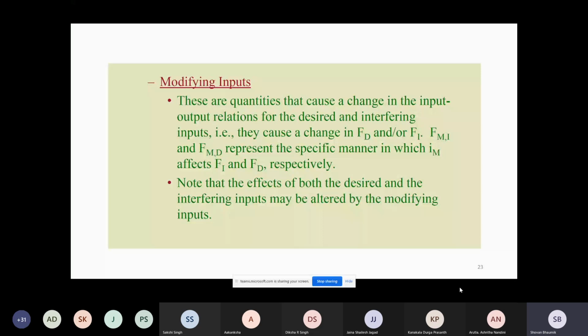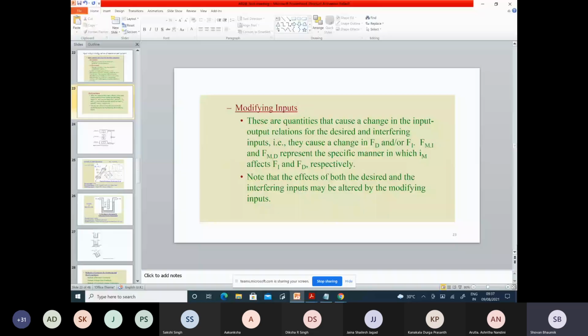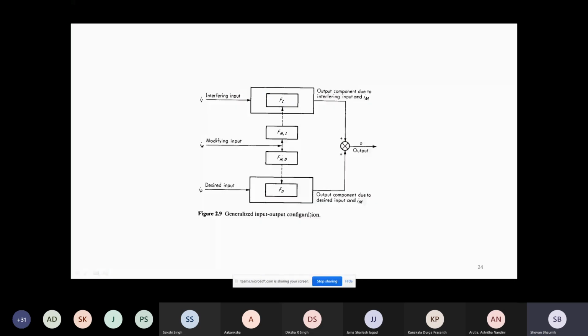Now come to the block diagram. This is the block diagram, and it's very important. You see the block diagram. There is the desired input which comes here. There is the interfering input which comes in. There is another input which is called the modifying input, which is coming in and it can modify the interfering path, it can modify the desired path, or both. So it is called the modifying input, which modifies either the interfering input or the desired input or both.